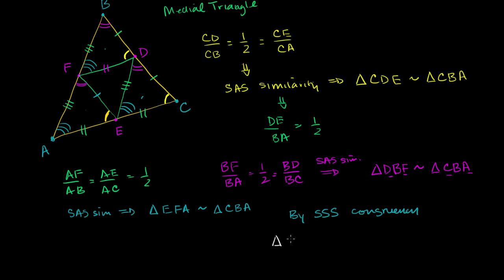triangle CDE is congruent to triangle DBF. I want to get the corresponding sides. I'm looking at the colors. I went from yellow to magenta to blue, yellow, magenta to blue, which is going to be congruent to triangle EFA, which is going to be congruent to this triangle in here, but we want to make sure that we're getting the right corresponding sides here.